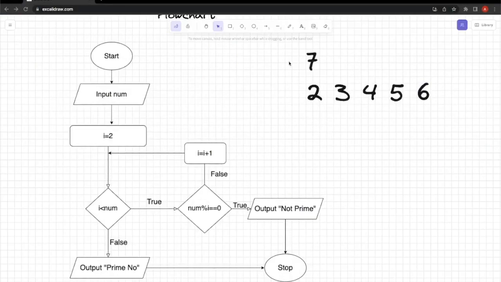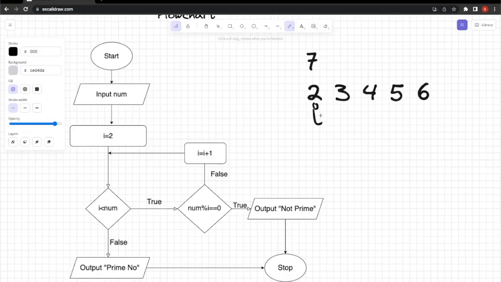Here we keep a counter, that is I. The counter just goes from one number to another number as the flow of the program goes. I is standing at 2. I is equal to 2. Is I less than 7? 2 is less than 7, yes. So it comes to the decision block.